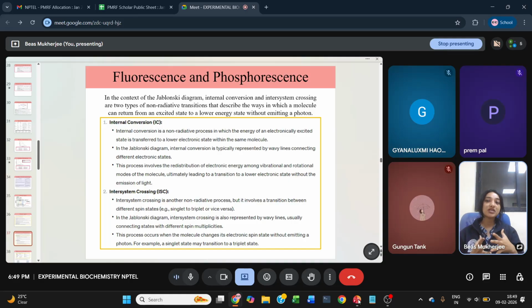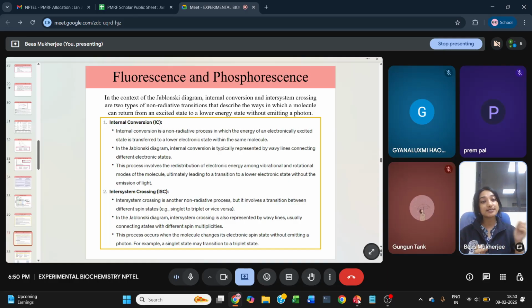Okay, so what is happening in the case of internal conversion? Internal conversion is basically a redistribution of electronic energy among the different vibrational and rotational modes of the molecule, ultimately leading to the transition to a lower electronic state without emission of light. So that is how internal conversion is happening.